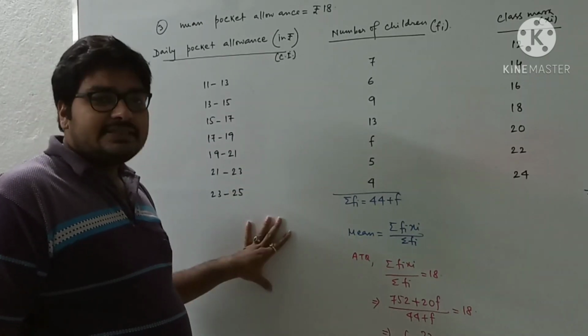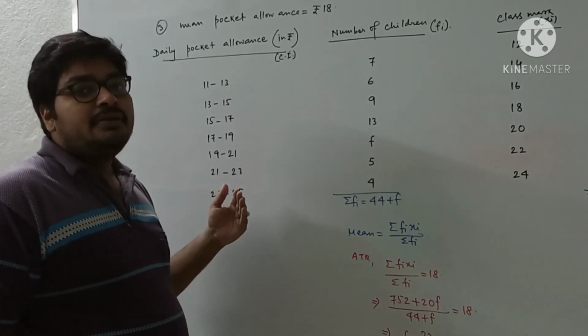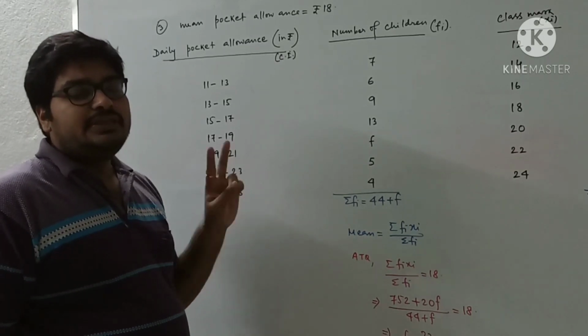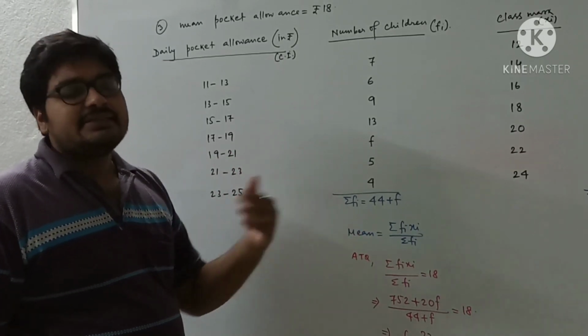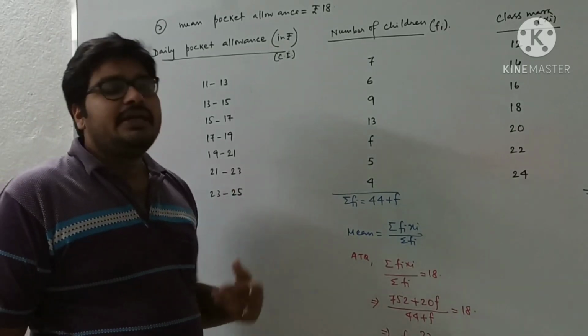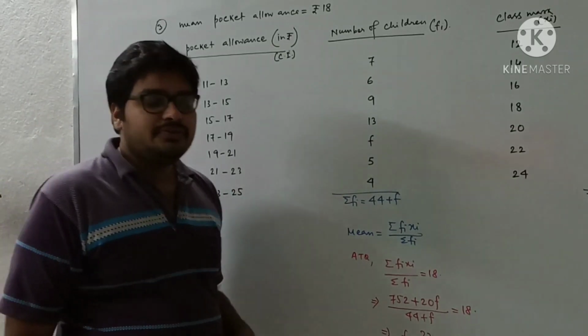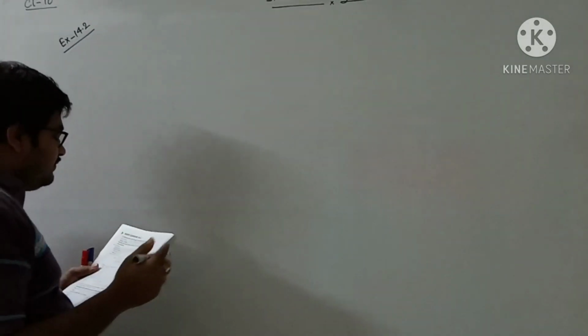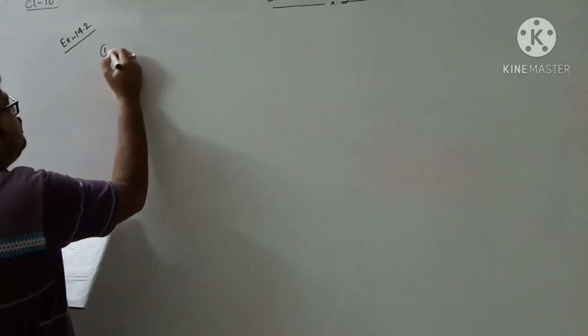So this exercise is completed. Now we'll go for mode and median. Two things are left. So let's see exercise 14.2, related to mode or median, whatever it is. So move to exercise number 14.2. In exercise 14.2, we have taken the first question.